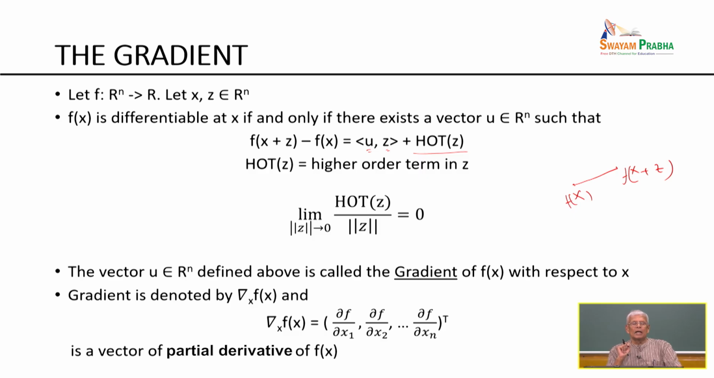So this is the very general definition of a gradient. But practically, how do I compute the gradient? Gradient is a vector. It is denoted by this symbol. It is a vector of partial derivatives: partial of f with respect to x1, partial of f with respect to x2, up to partial of f with respect to xn, transpose. That vector of partial derivatives of f at the point x is called the gradient of f at x.